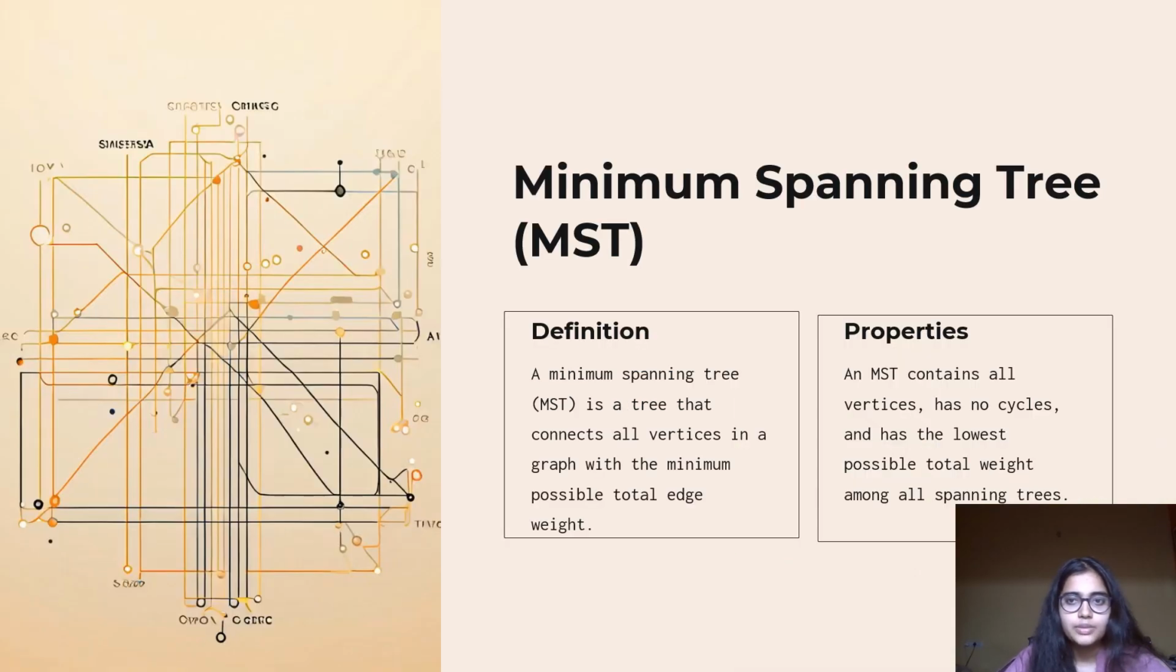And coming to minimum spanning tree, it is a tree that connects all the vertices in a graph with the minimum possible total edge weight. And coming to the properties of minimum spanning tree, it says that it should visit all the vertices without forming a cycle, and it should contain the lowest possible weight among all spanning vertices.